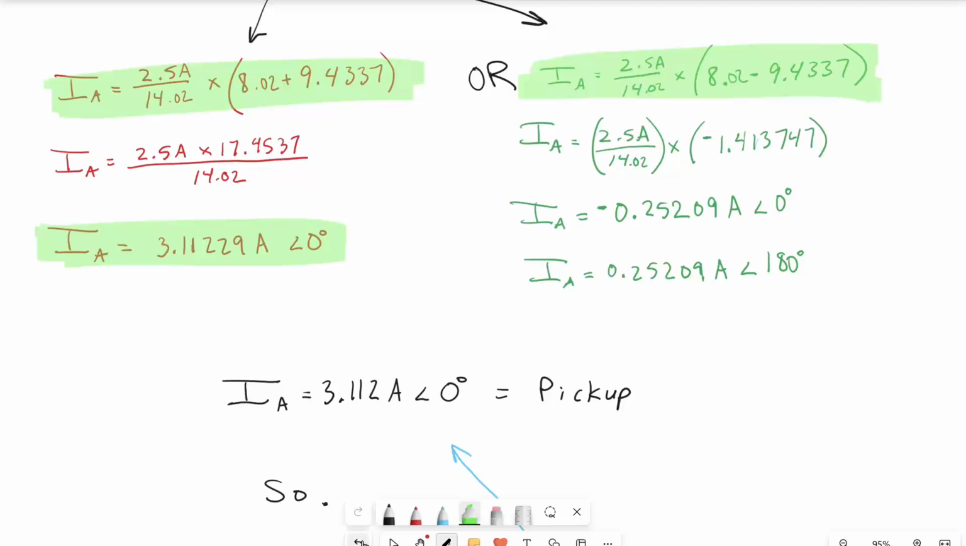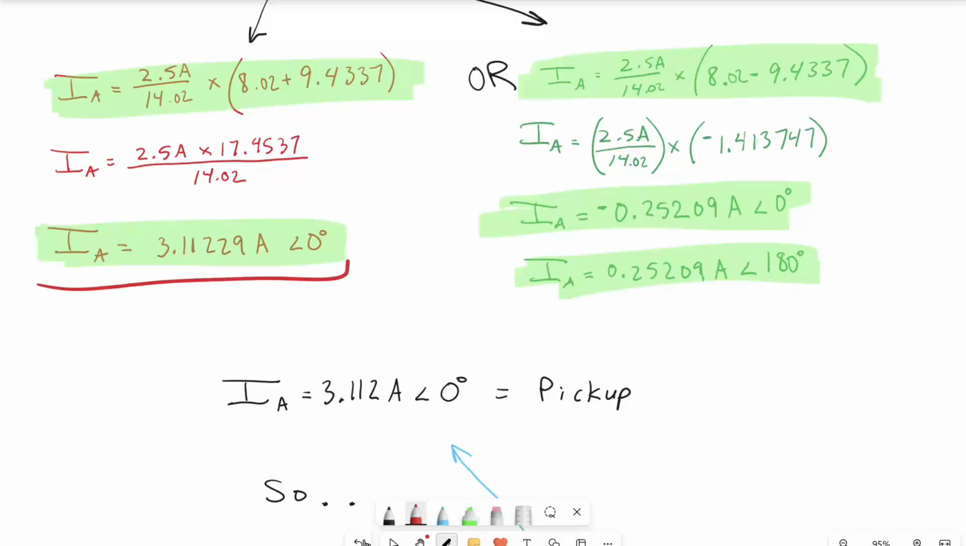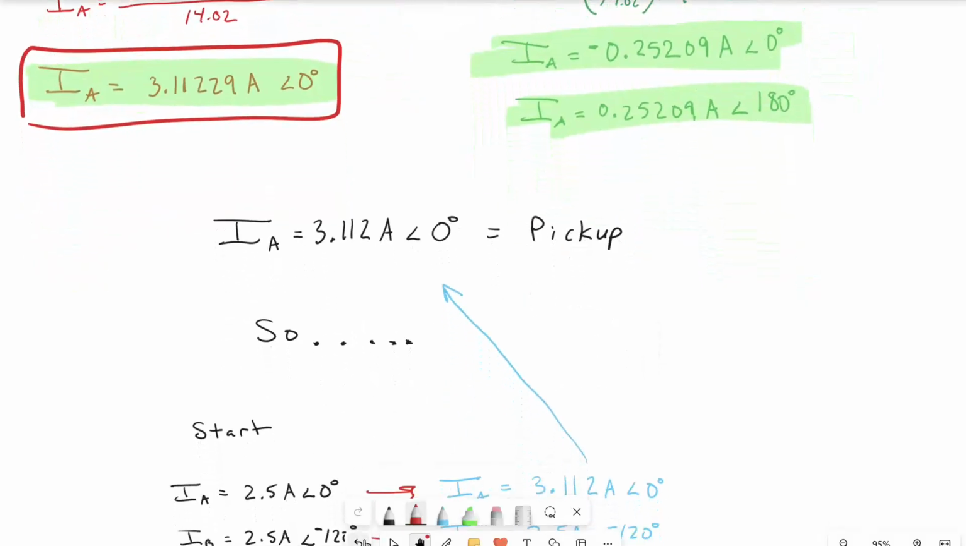And so when you solve both directions, this one becomes a positive 3.11 amps at 0 degrees. And then this one is actually negative amps or 180 degrees. And I told you we wanted to keep A at the same angle. So we don't want to go to 180 degrees. So what we're going to do is this one right here. We're just going to go from FLA at 2.5 amps to 3.11, and it should pick up.